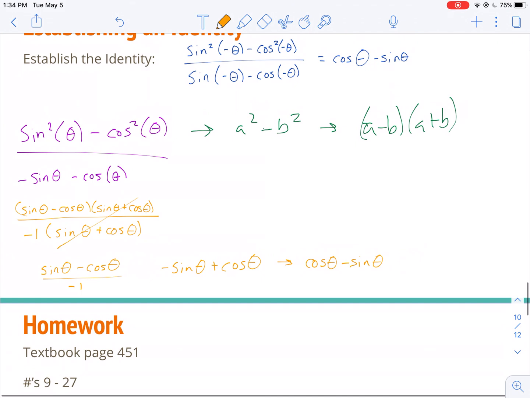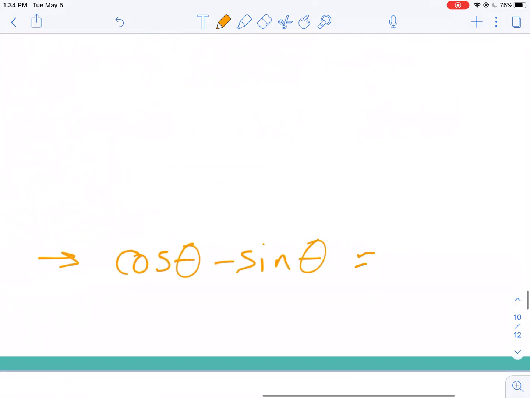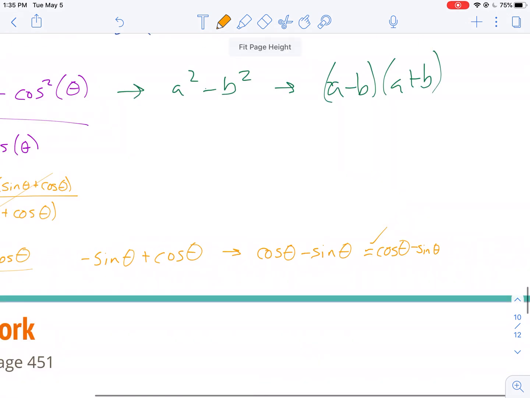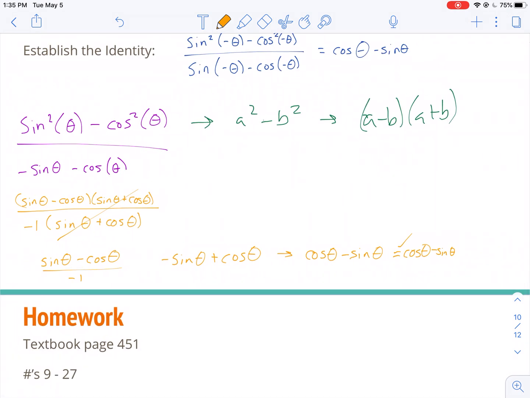And right from the very beginning, we were trying to prove that this is equal to the cosine of theta minus the sine of theta. And that checks out. So there we go. We've proven that trig identity. All we did was apply the even-odd principle, which we already had done in the previous slide, to those sine squared and cosine squared. And I factored them out as a difference of squares, factored out a negative 1, and then went through my arithmetic.